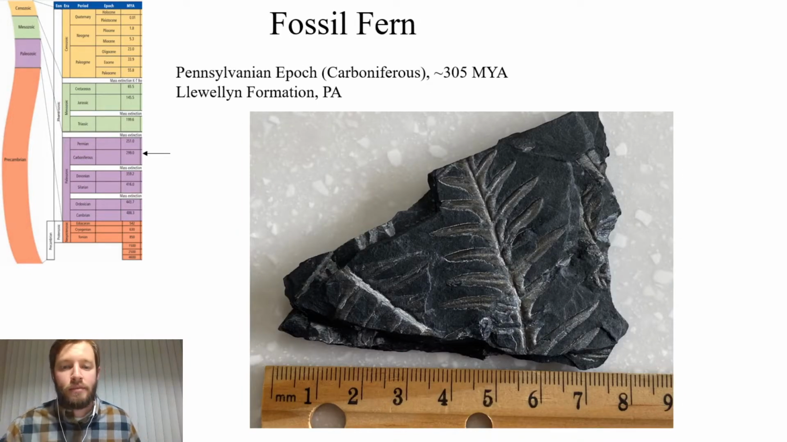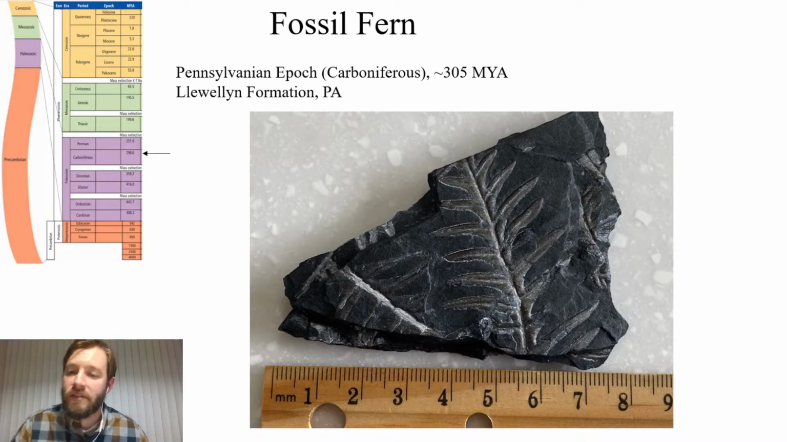This next example is a fossil fern. This is actually dug in Pennsylvania, and the period of time that it comes from is the Pennsylvanian epoch. That's where it got its namesake, because a lot of samples from that era were found in Pennsylvania. The Pennsylvanian epoch is part of the Carboniferous period, roughly 305 million years ago.